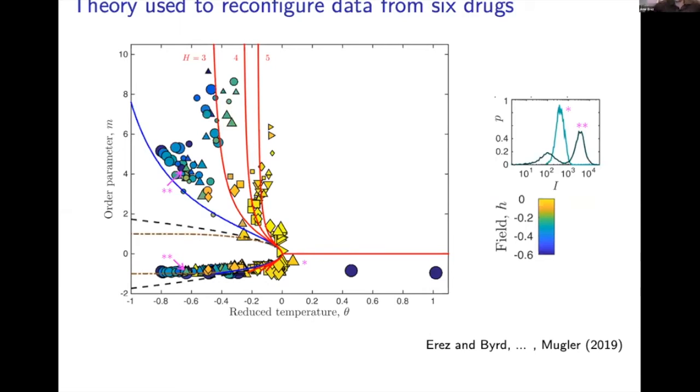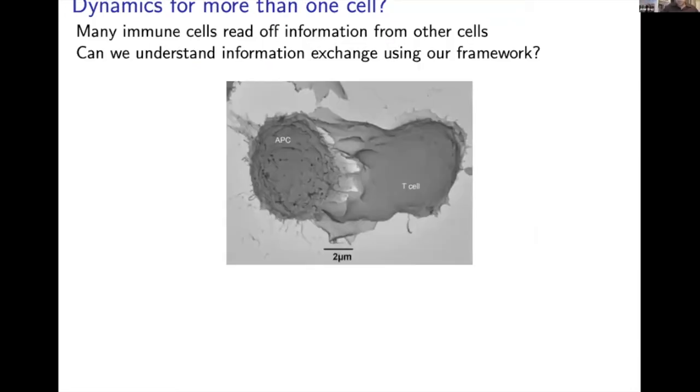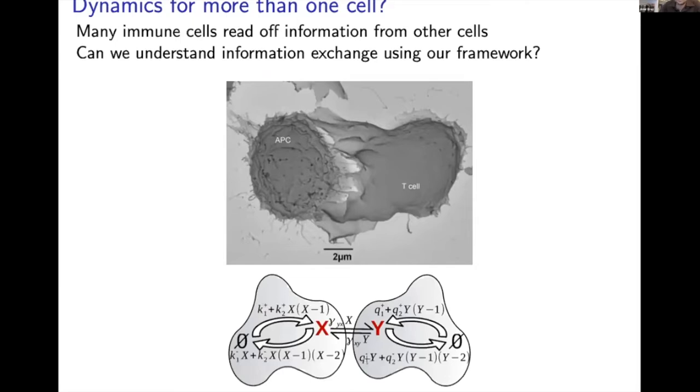Because immune cells quite often read off information from each other, right? And we wanted to understand information exchange in our framework. Here is an example of a T cell reading off information from an antigen presenting cell, for example. This is a typical immune scenario, and this is how we chose to model the system. So now we have molecule X, we have a different cell with molecule Y, and they both have these effective dynamics that we just spoke about.